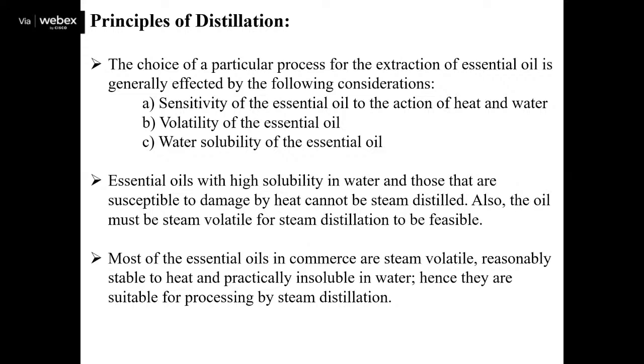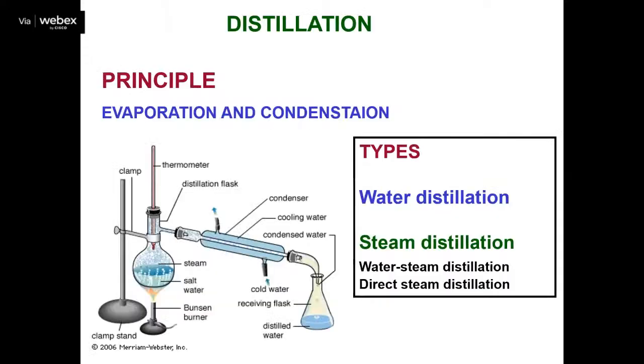What is the principle of distillation? Distillation is the action of heat and water. It depends upon the volatility of the essential oil, and also on the water solubility of the components of the essential oil. This is a simple distillation. You can see that the steam with the oil from the heated material evaporates and is condensed, and the final distillate comes into the flask.